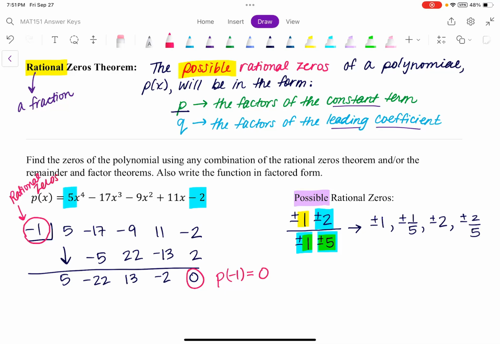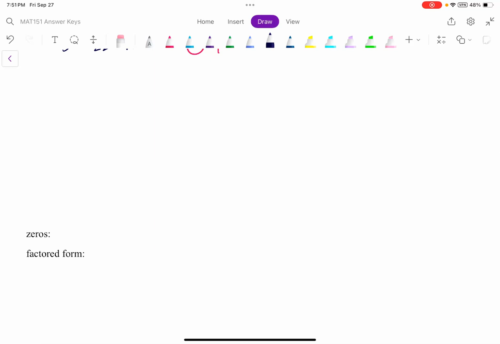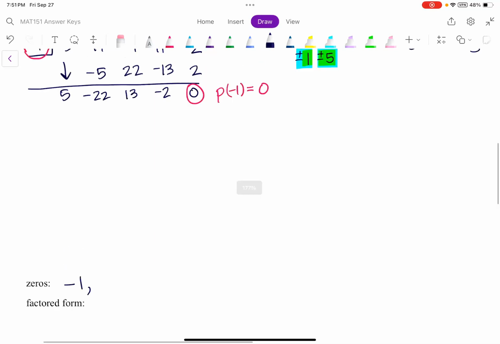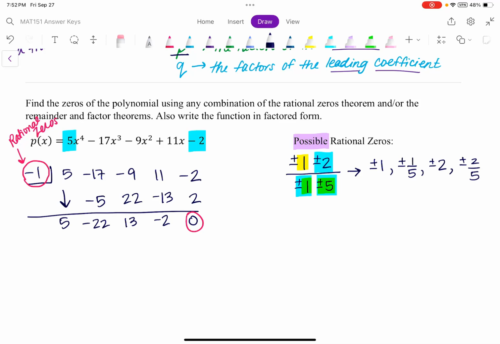So if you'd like to go ahead and begin listing down at the bottom your zeros, we just found one. Our first 0 is -1. Now I recommend that you move to the right of your synthetic division to write down the resulting equation. The resulting equation is going to be 1 power less than what we started with. So we started with a 4th degree, so this is going to be a 3rd degree. So 5x cubed minus 22x squared plus 13x minus 2. We'll set that equal to 0, and we want to solve this equation, meaning we will look for 3 additional zeros.